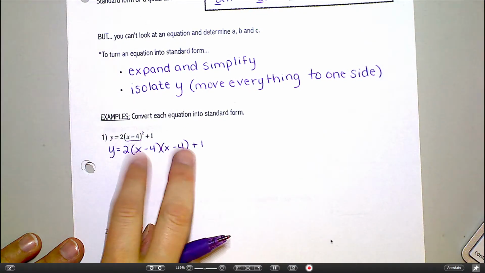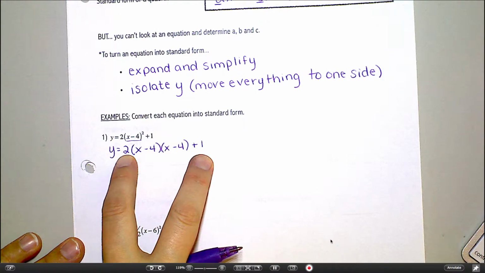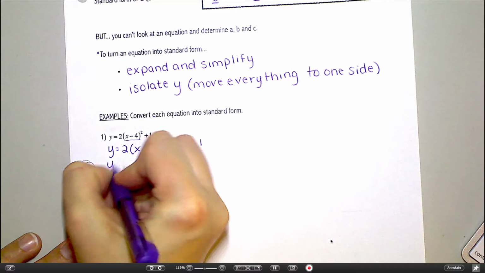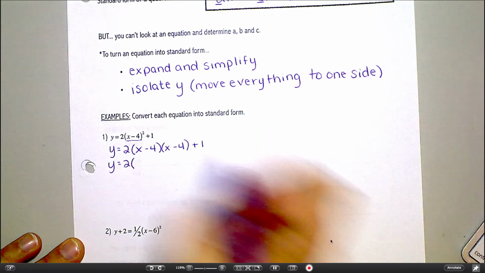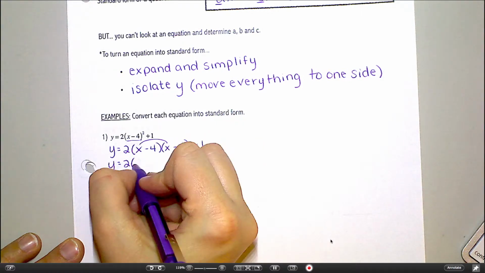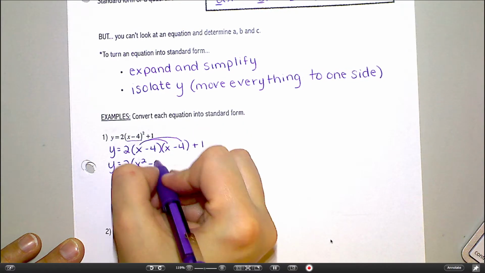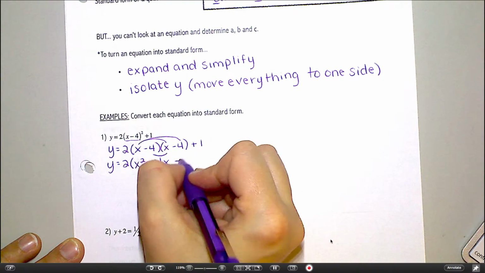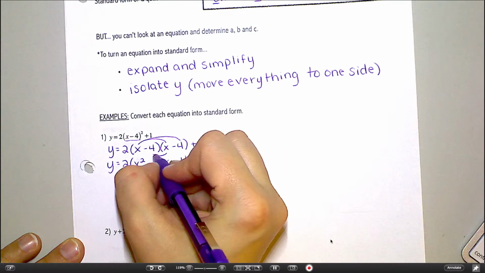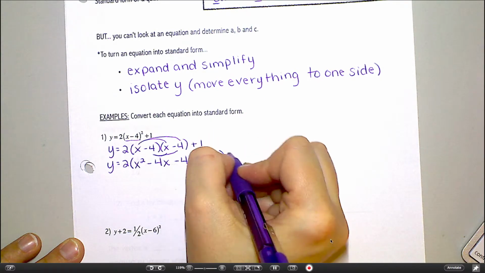Now let's do FOIL with that. And I'm going to leave the 2 and the 1 alone for now. So y equals 2, parentheses, and here's where I'm going to do FOIL. So x times x is x squared. x times negative 4 is negative 4x. Negative 4 times x is negative 4x. And negative 4 times negative 4 is 16. So that FOIL stuff's coming back to haunt you.